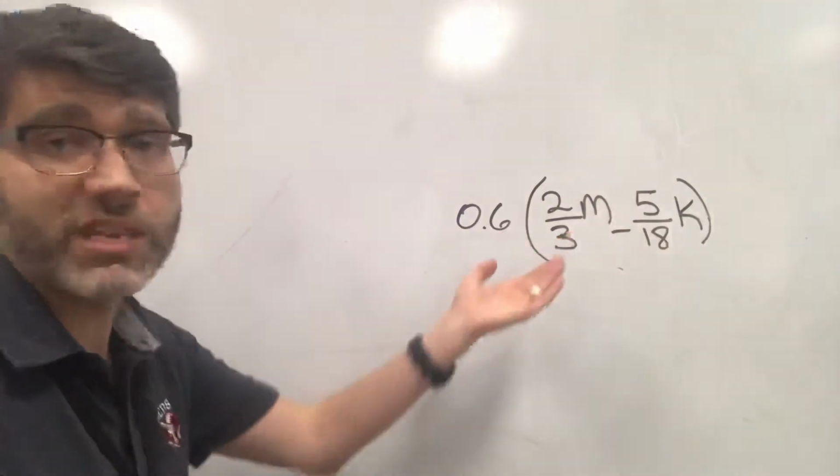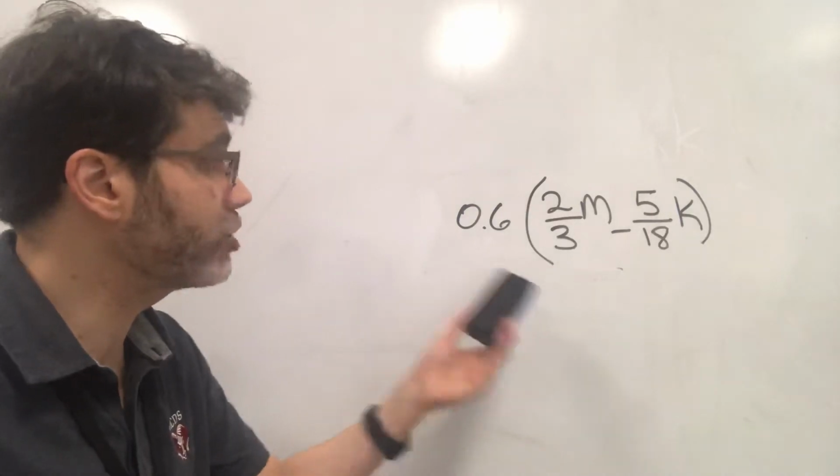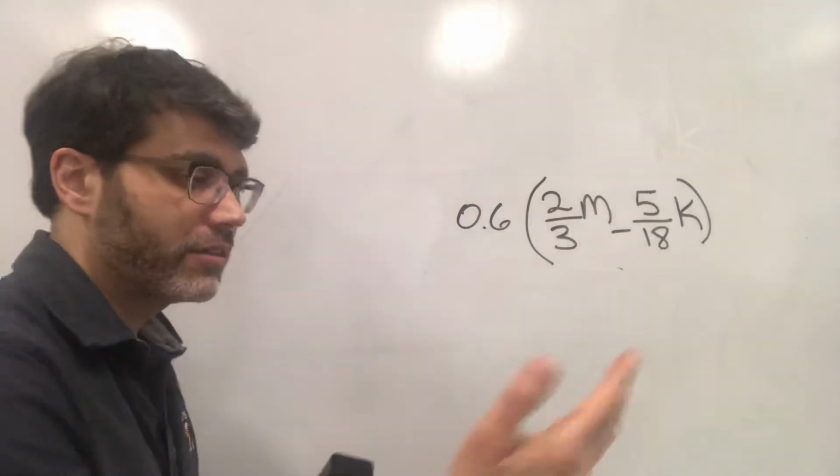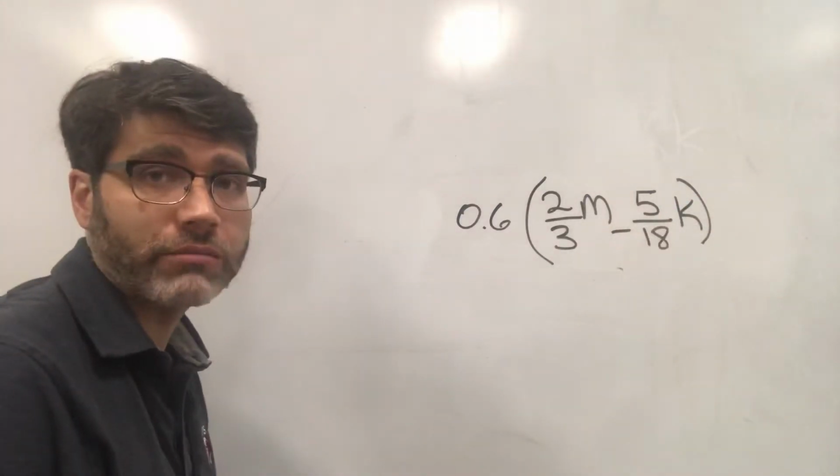Since we don't know what m is and we don't know what k is, that's as far as we can go, all right? And that's totally fine. We have just translated a word problem into algebraic notation, okay?